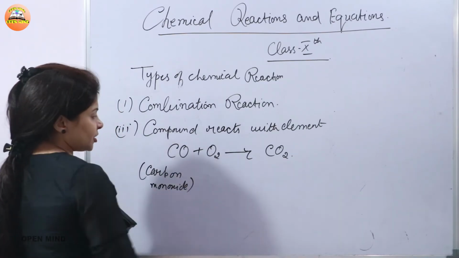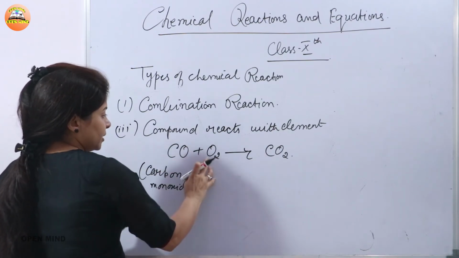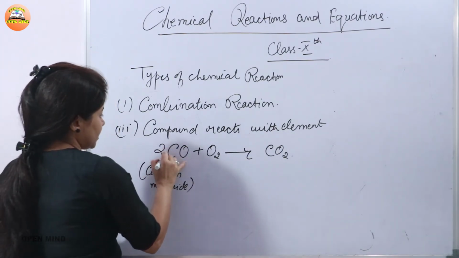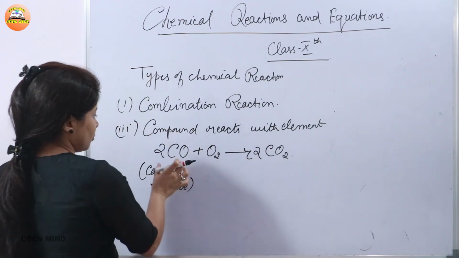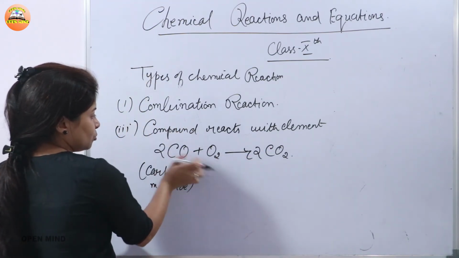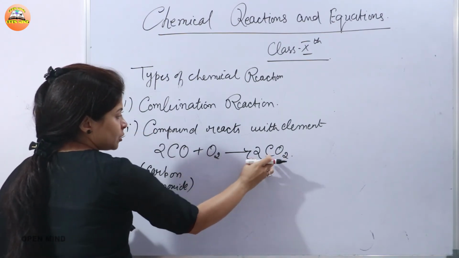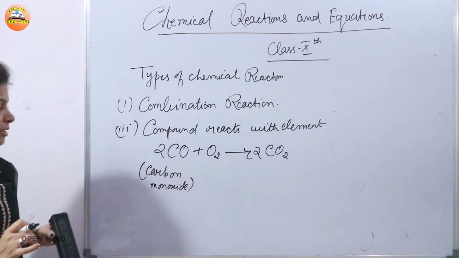Now is it balanced? Just check it. CO, C is 1, C is 1. Here O is 3, here 2 is there. So try to balance it. Put a 2 over here, 2 over here. Now 2 twos are 4. So this oxygen is 2 plus this oxygen is 2, 2 plus 2 is 4. Here 2 into 2 is also 4. 2 atoms of carbon, 2 atoms of carbon. So now this is balanced.